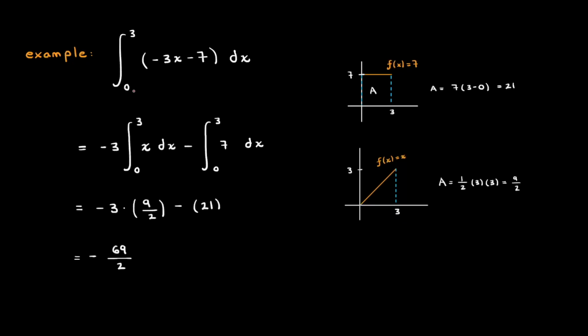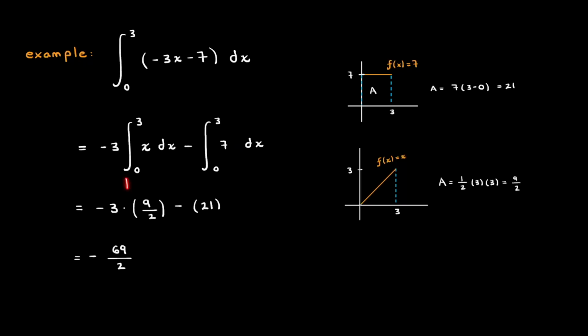So let's say we want to compute the definite integral from 0 to 3 of minus 3x minus 7 dx. Now using the linearity properties of the integral, we can distribute this integral sign over the difference, and we can also pull out constants out of it. And that will lead us to this step over here. You can see the minus 3 has been factored out. And here I left the 7.